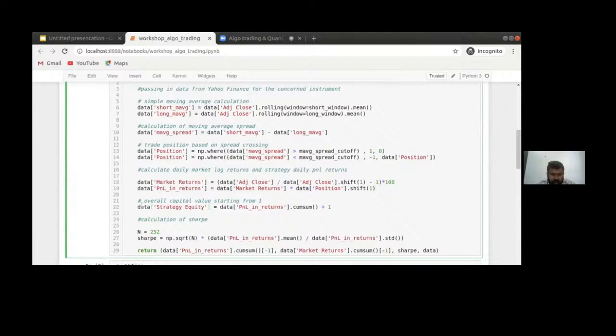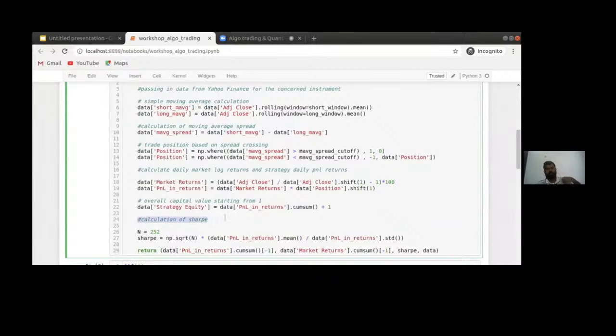And then yeah, this strategy equity basically gives me the PNL at the end of the period of time. So let's say I was calculating this for a 1 year period. Then at the end of the period, how much was my PNL in terms of return? This is calculated using cumulative sum. So it's summing up all the returns and then it's adding one.